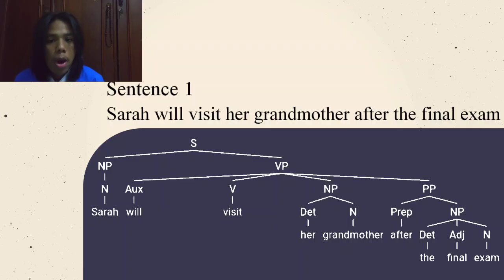In the prepositional phrase, we have a preposition plus a noun phrase, where "after" is the preposition and the noun phrase is "the final exam." And "the final exam" consists of the determiner "the," the adjective "final," and the noun "exam." Here the adjective modifies the noun "exam," and the determiner "the" specifies the noun or the noun phrase, "the final exam." So the sentence is "Sarah will visit her grandmother after the final exam," and this is the tree diagram analysis.